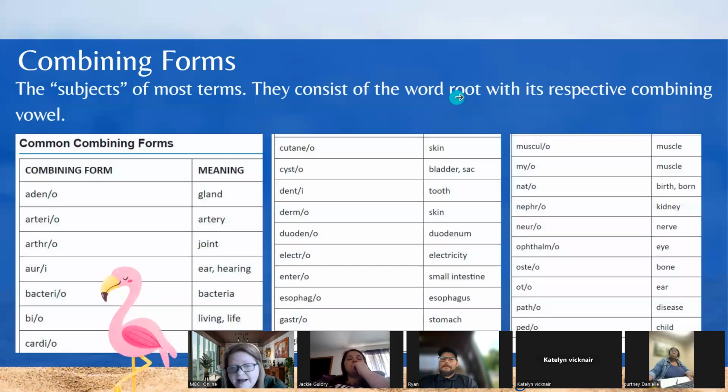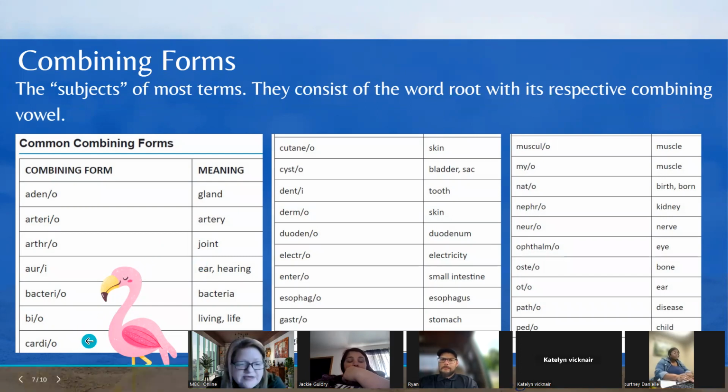All right, and then the combining forms, the root words, the stuff that's usually in the middle. We're not going to go through all of these, but look over them, guys. They are the subjects of most terms. They consist of the word root with its respective combining vowel, okay? And let's pick out a few of them. Like an easy one. Cardio, with the O, cardiovascular, cardiology, cardiomyopathy. There's so many, and that has to do with the heart, right?